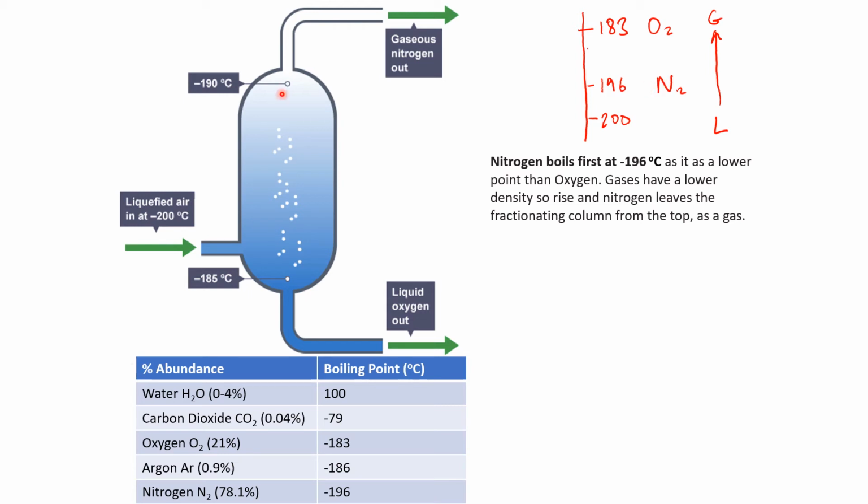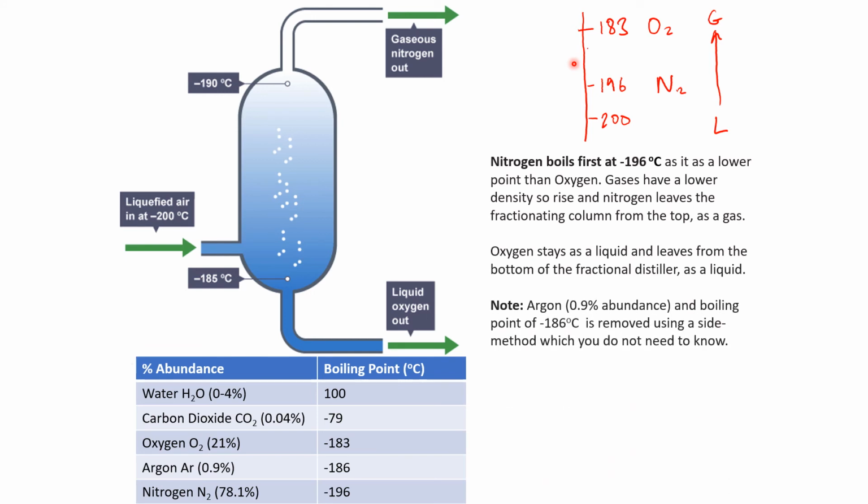Gases have a lower density than liquids, therefore they rise up and leave the tower through the upper pipe. So your nitrogen leaves through here because it's a gas and has a lower density. Your oxygen has a higher boiling point, therefore stays as a liquid and leaves the column through the lower pipe. It is key that you say boiling point here, not melting point, to show the examiner that you understand that the state changes involved are from liquid to gas.